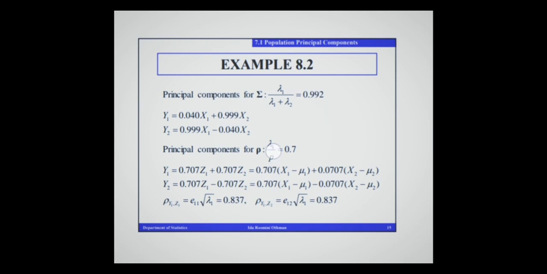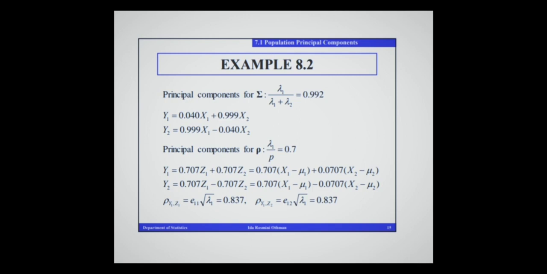Okay, let's say here when we are using rho, it will be lambda 1 divided by p, like before, so it will be 0.7. Also we can say that the first principal component is also enough to replace the first variable and the second variable. Okay, that is the way how we interpret the proportion.